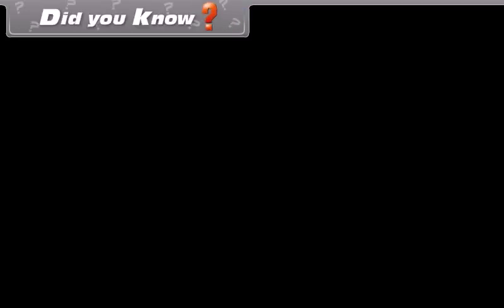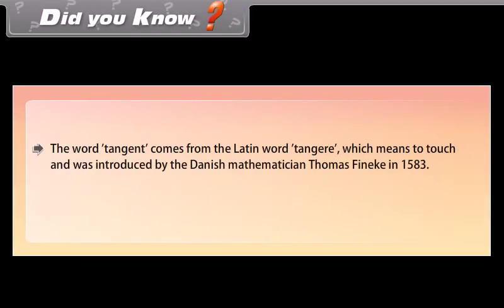Did you know? The word tangent comes from the Latin word tangere, which means to touch, and was introduced by the Danish mathematician Thomas Fincke in 1583.